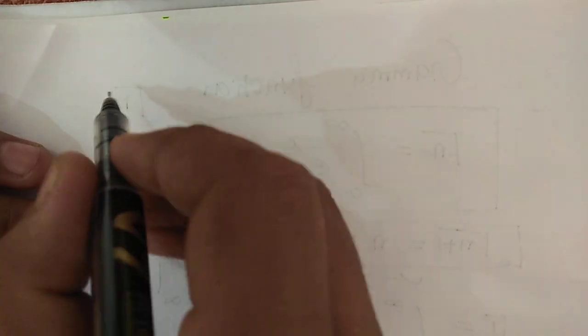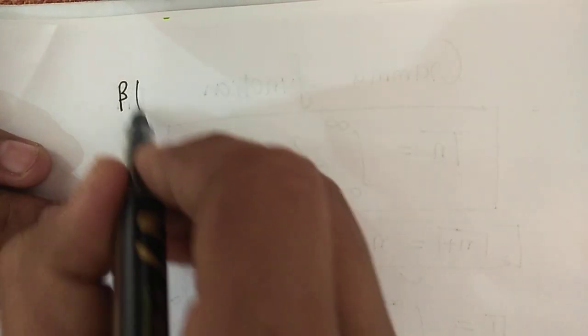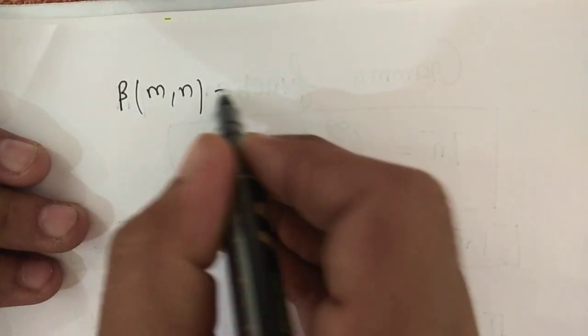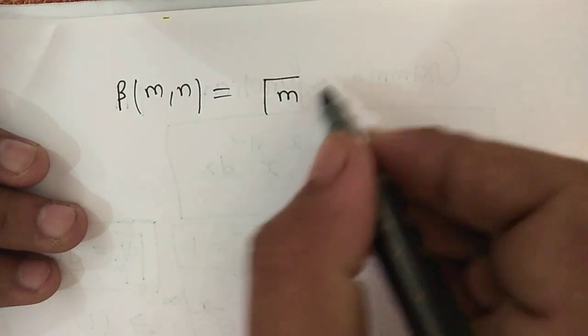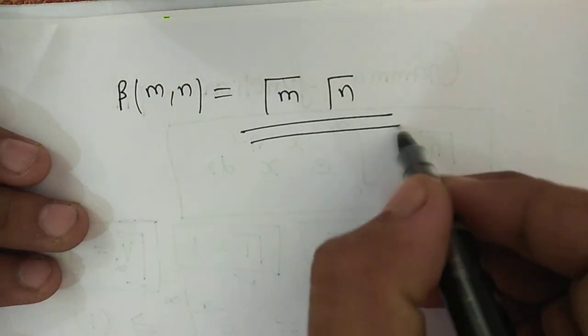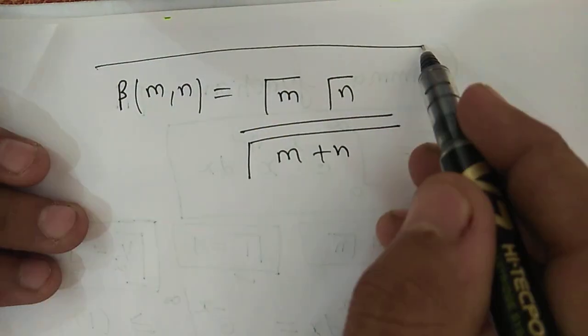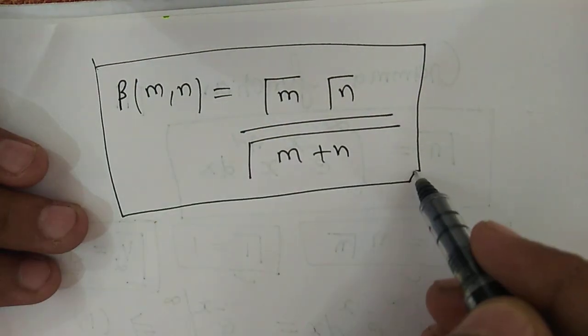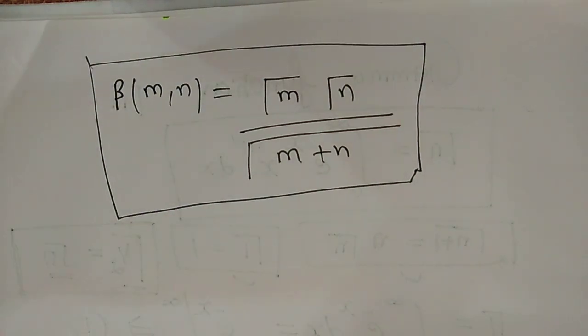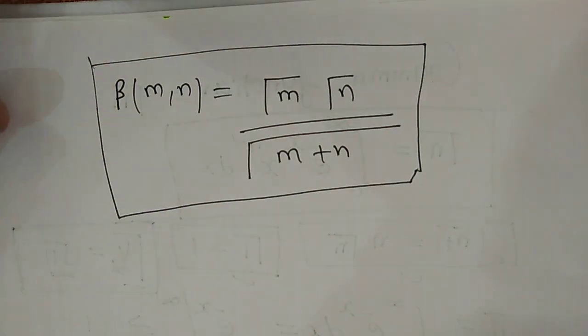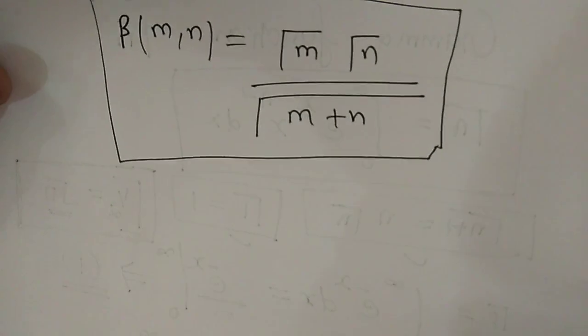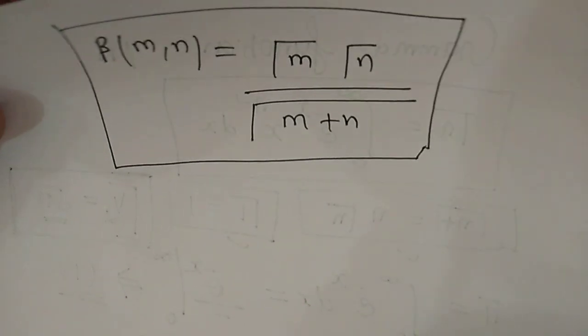Now we have the relationship between beta and gamma function. So we can write beta(m, n) equals gamma m times gamma n divided by gamma (m plus n). So this is the relation between beta and gamma function. Fine. Now we'll try to solve some problems based on this.